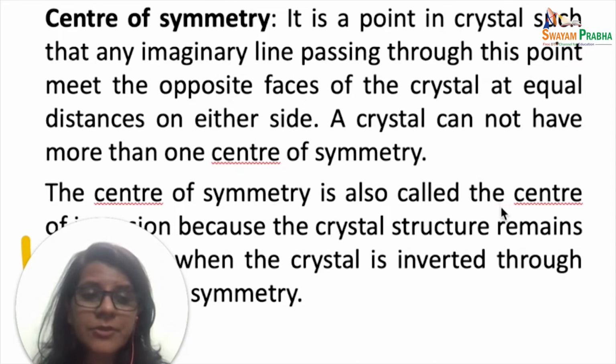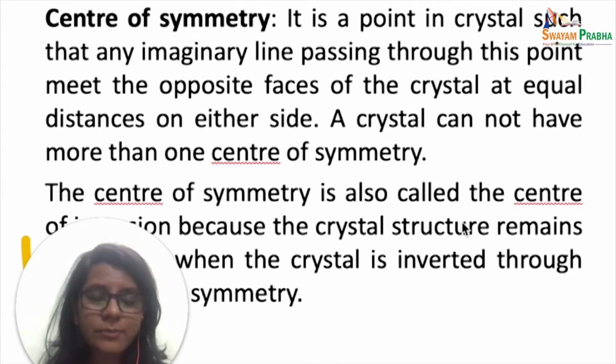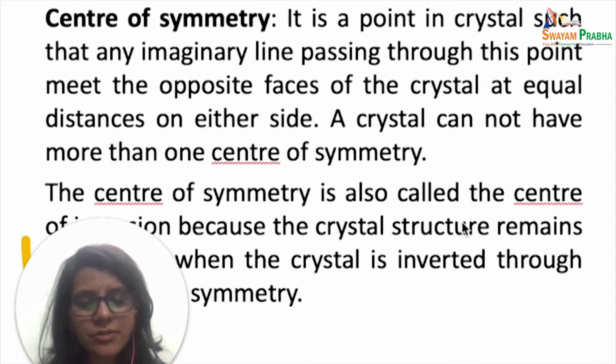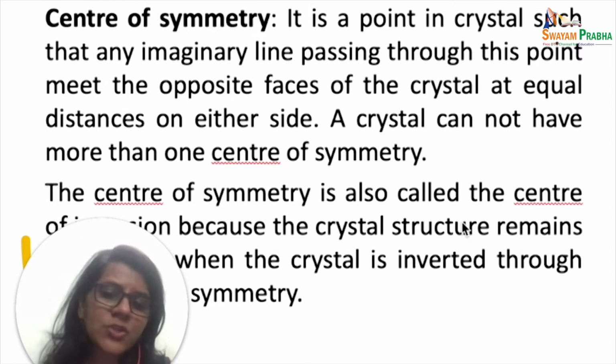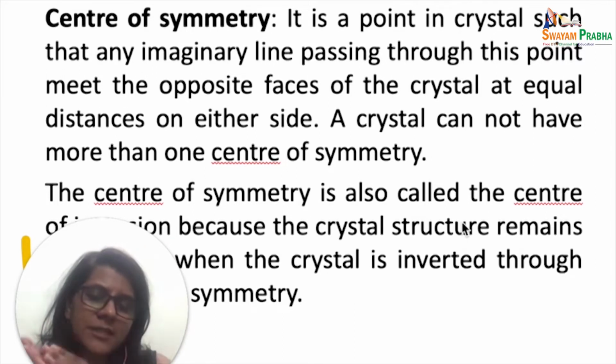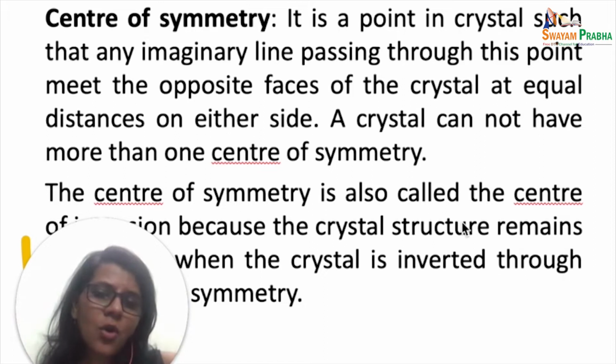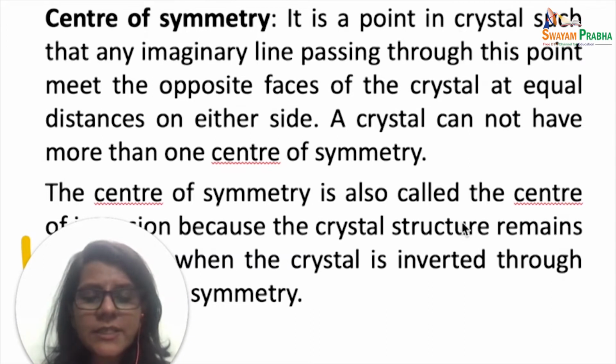This center of symmetry is also called the center of inversion because the crystal structure remains unchanged when the crystal is inverted through this center of symmetry. In other words, it is the point in the crystal such that if a line is drawn in the opposite direction, say this is the center and a line is drawn in the opposite direction, then it will intersect the surface of the crystal at equal distances in both directions. So this is the center of symmetry.